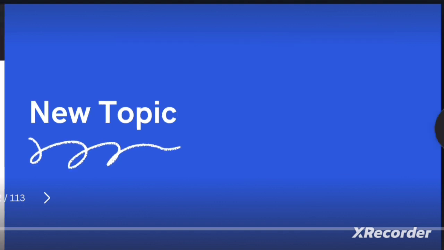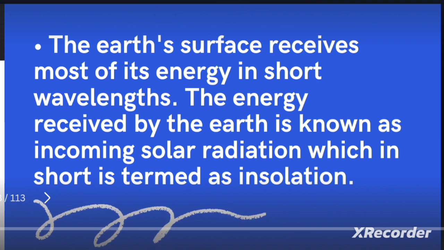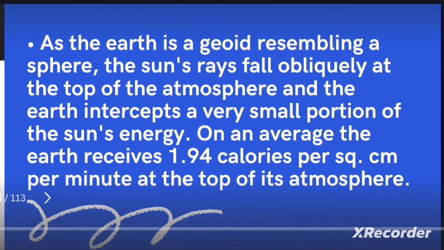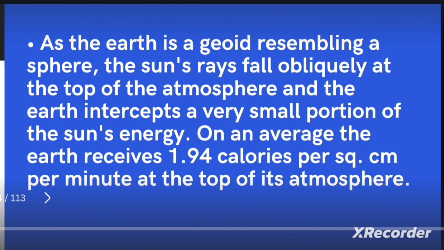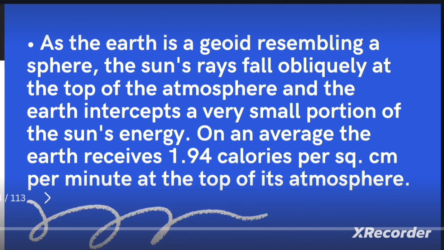New topic. The Earth's surface receives most of its energy in the short wavelength. The energy received by the Earth is known as incoming solar radiation, which in short is termed insolation. As the Earth is a geoid resembling a sphere, the sun's rays fall obliquely at the top of the atmosphere, and the Earth intercepts a very small portion of the sun's energy. On average, the Earth receives 1.94 calories per square centimeter per minute at the top of its atmosphere.